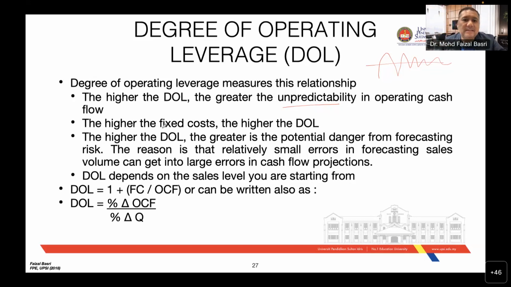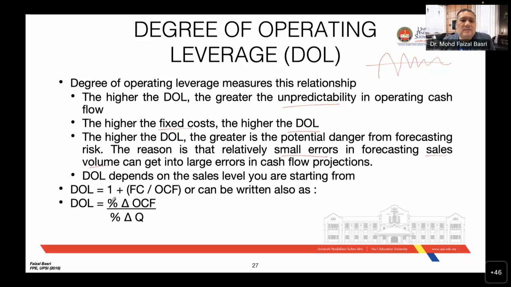So one more relationship: the higher the fixed cost, the higher the DOL. So the higher the DOL, obviously the more sensitive it will be in terms of forecasting your OCF. With one small change in your variable, one small error, when we change this, it means there will be some margin of error to happen. So the higher the changes in terms of your sales volume.